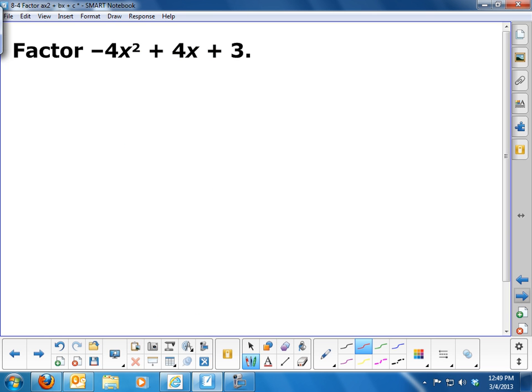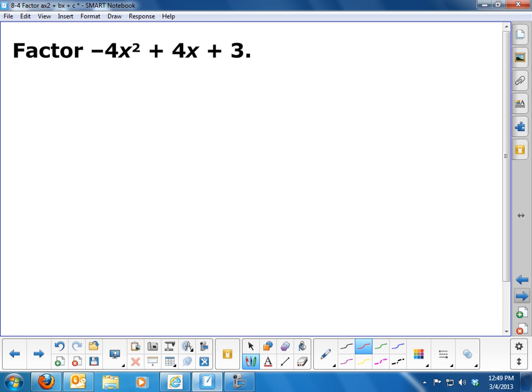Last one, guys. Negative 4x squared plus 4x plus 3. Notice in this problem how I'm beginning with a negative. None of our other examples have done that. Okay, when this happens, we want to do something specific. We want to factor out the negative. I don't want my first term to start with a negative.